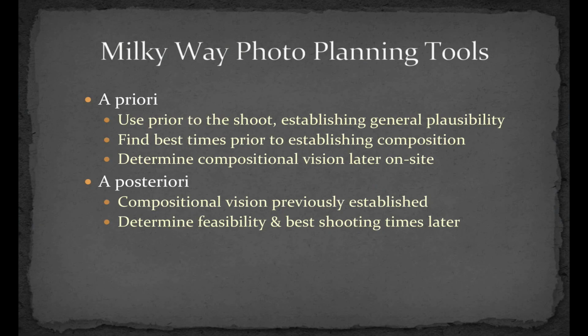You can use planning aids prior to visiting a location with the goal of finding the final composition once you're at the site. Or you can use them after you've developed a compositional vision previously. Perhaps you've already visited the site during the day, and then established in the sky exactly where you want the Milky Way to be. Thereby, you can use the tools to determine if it's even possible to achieve your vision, and if so, when's the best time to go back out and capture it.